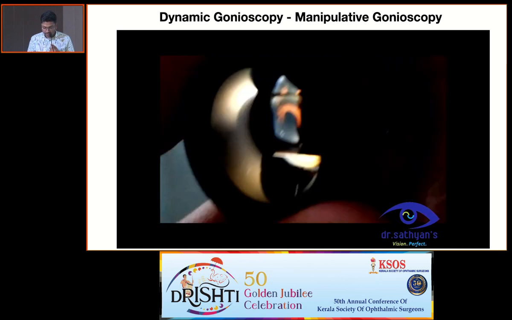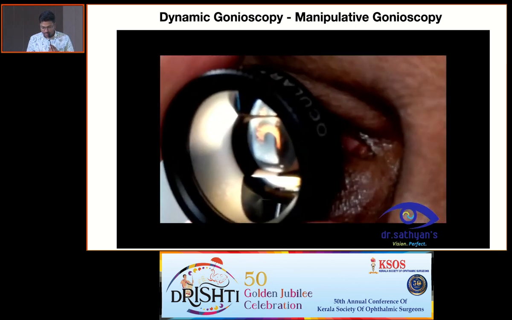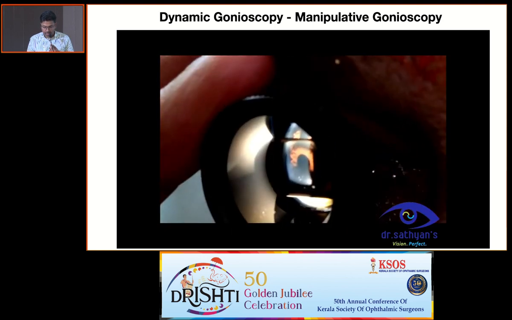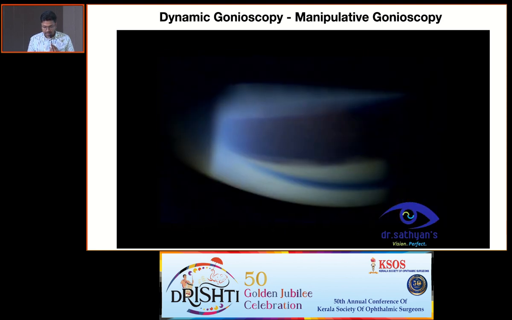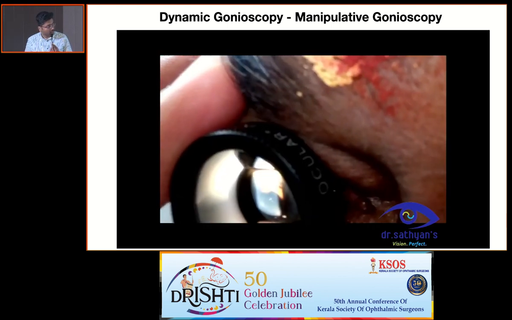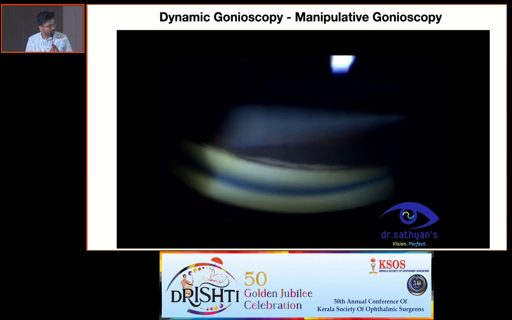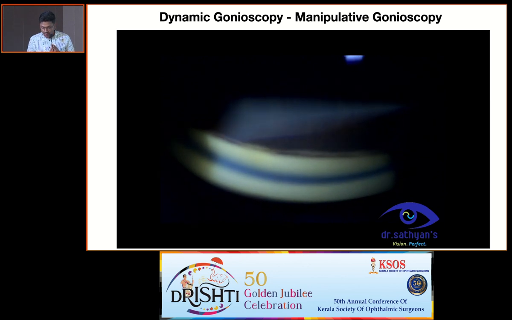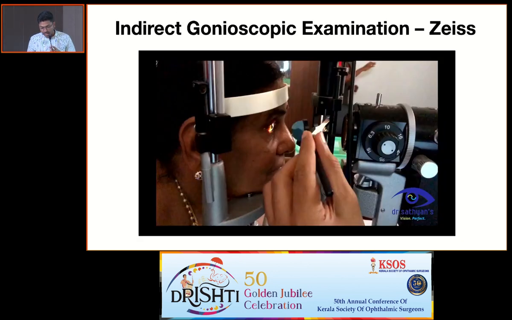So I'll again play this video. Please look into it. We have kept the lens and the patient is looking straight. The angle structures will be seen now, and it's closed. And if the patient is looking down inferiorly, the angle structure is getting opened. You can see the click there. That's how you have to see whether it is appositional or synechial angle closure. You have to differentiate that. That's a part of glaucoma management.